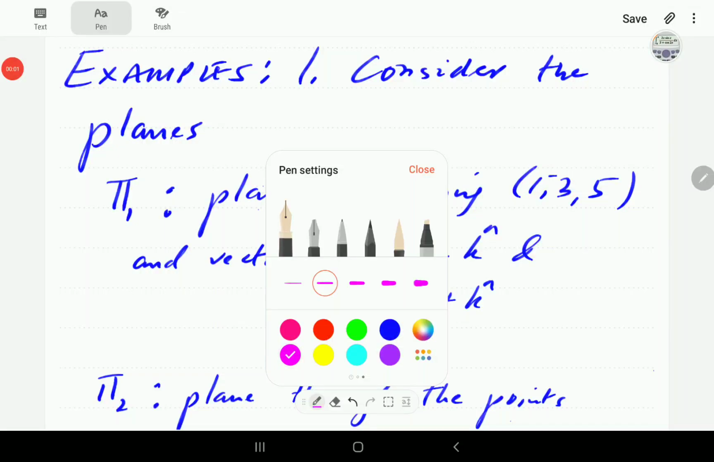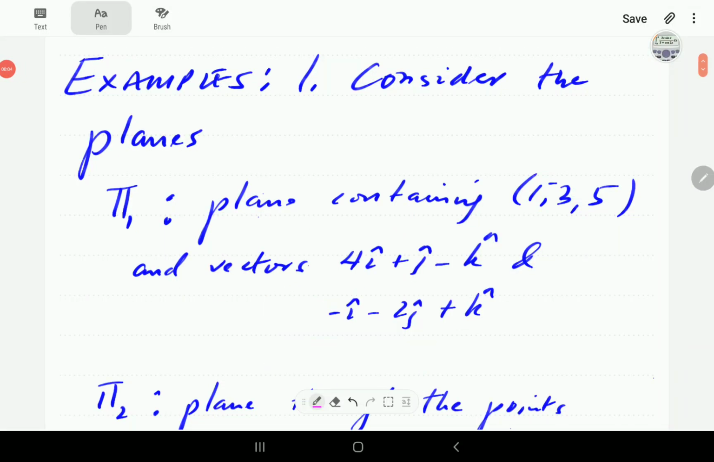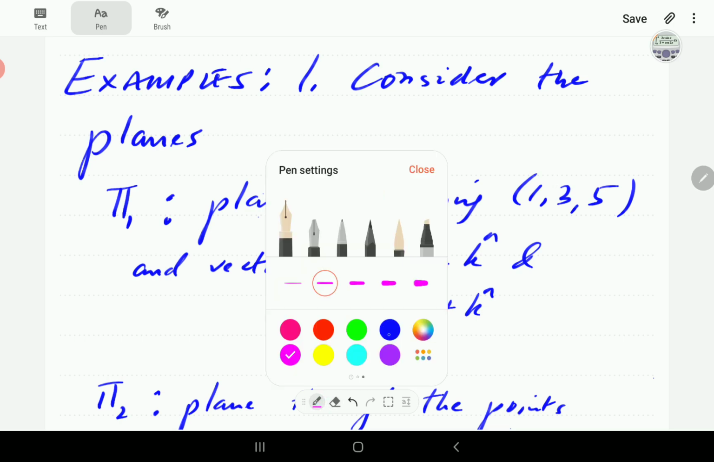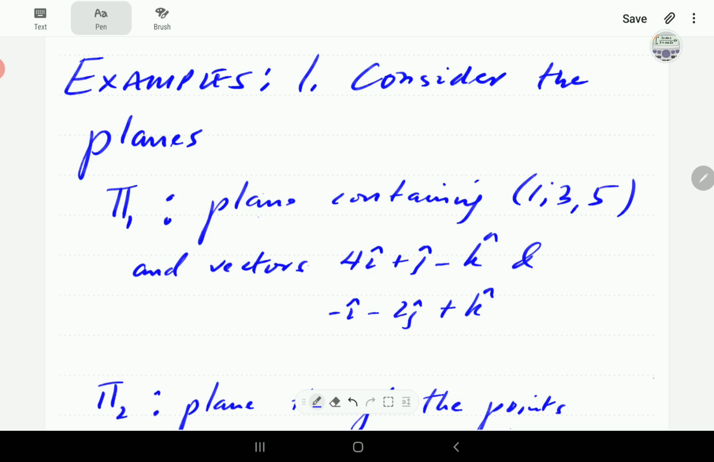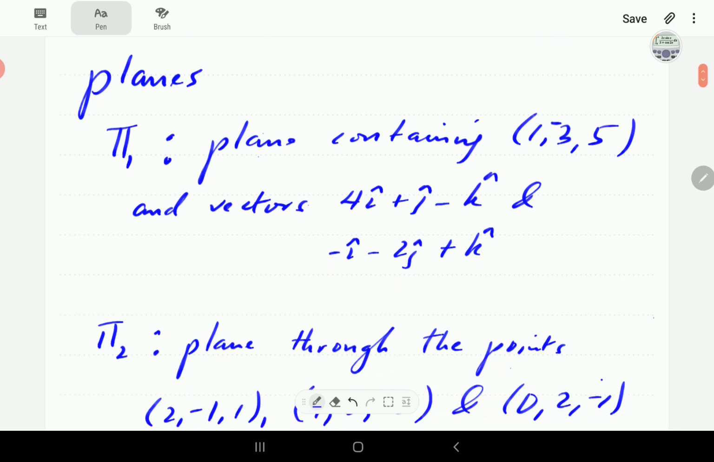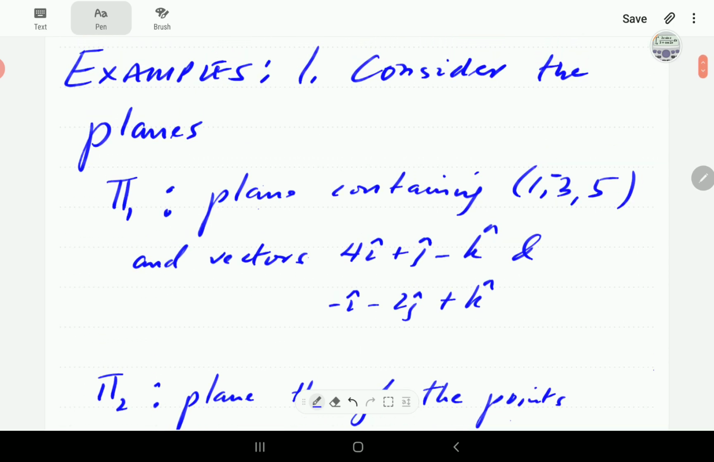Right. In this video, we are going to look at 4 planes which are defined by certain conditions given, and then we're going to find some equations. Plane 1 contains this point and these two vectors.